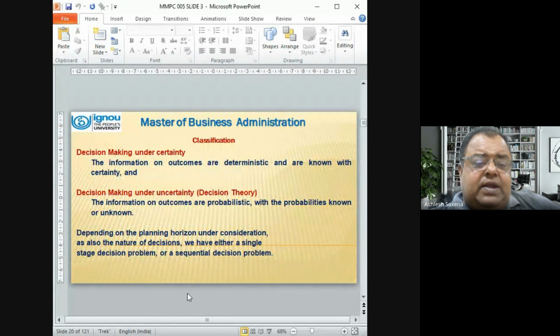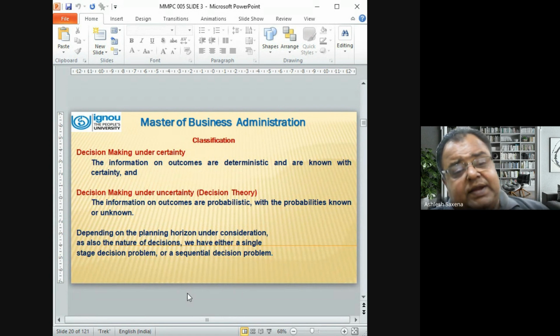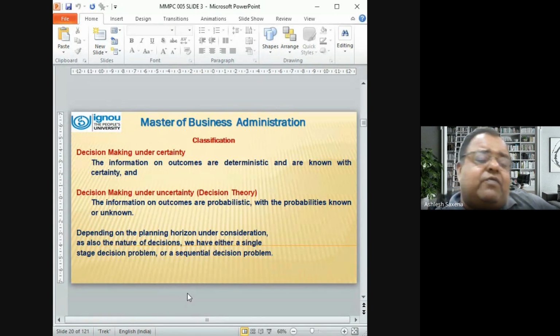Decision making under certainty: the information and outcomes are deterministic and known with certainty. And decision making under uncertainty, that is decision theory. That means the information on outcomes is probabilistic. We are not sure about it. No data is given to us or available to be analyzed, so from our guesswork we find the probabilities, with the probabilities known or unknown.